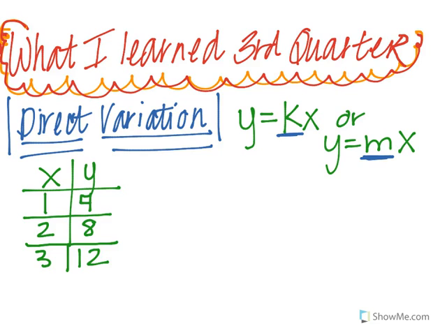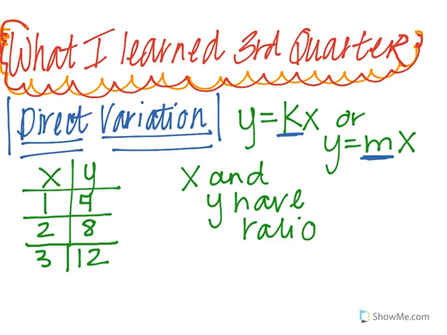To have direct variation, that means that x and y vary directly. That means that x and y have the same ratio. That means that if we look at these two, y over x, then for the first one it would be 4 over 1.